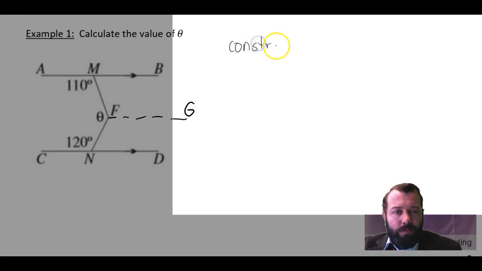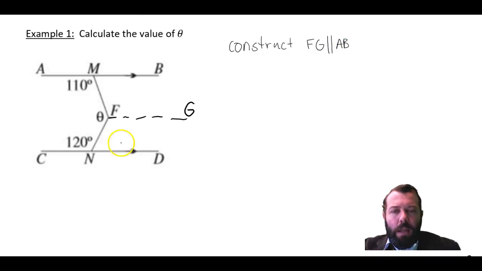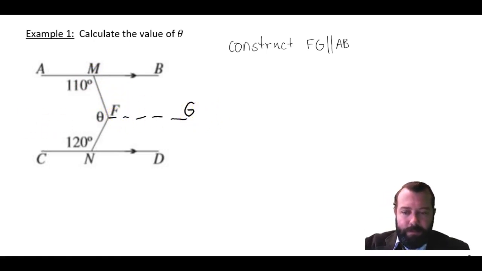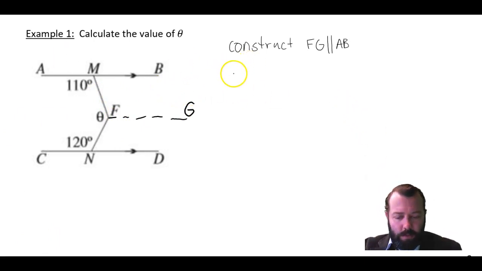Construct FG, and this is my symbol for parallel to, let's call it AB. Okay, so we've done that. Now, with that parallel line there, I could say that I have alternate angles. So MFG equals AMF. Okay, so we write that down. That's going to be my second line of working here.